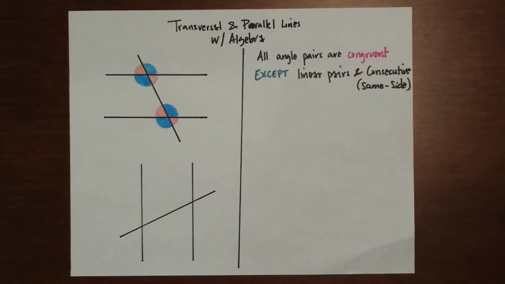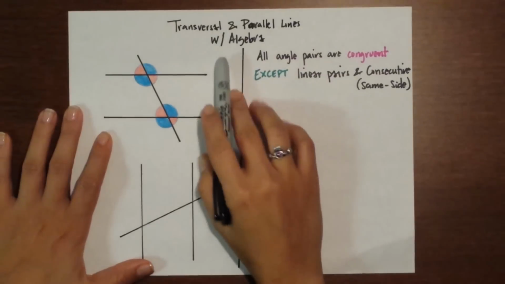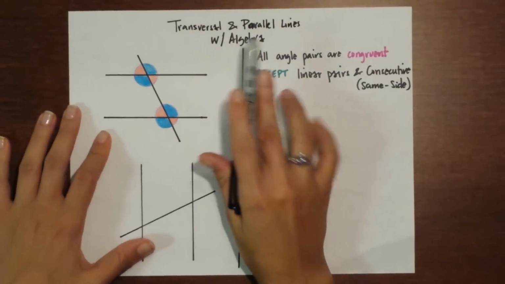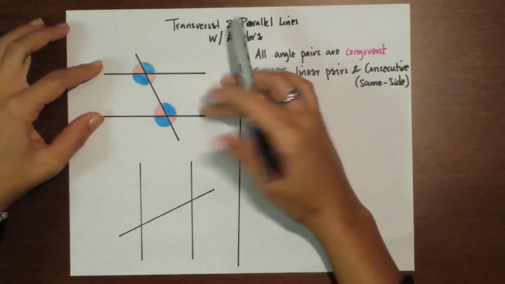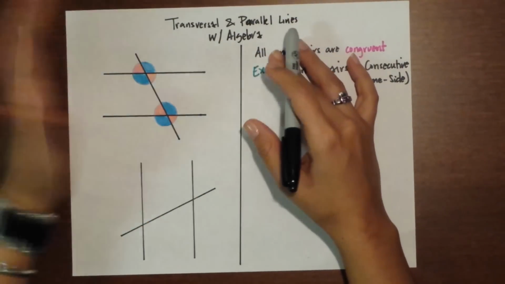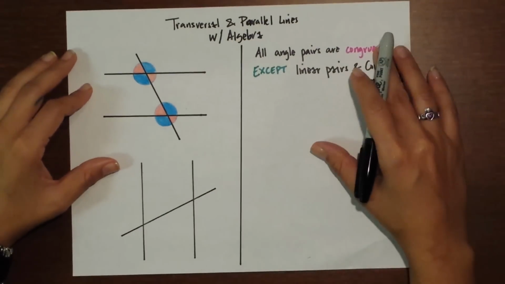All right, guys, we're going to keep looking into, or go a little bit deeper into, transversal and parallel lines. But we're going to eventually include algebra, because remember what I told you. The geometry portion is what we did in the last video, but what they're going to do is, of course, bring algebra into what you already know.